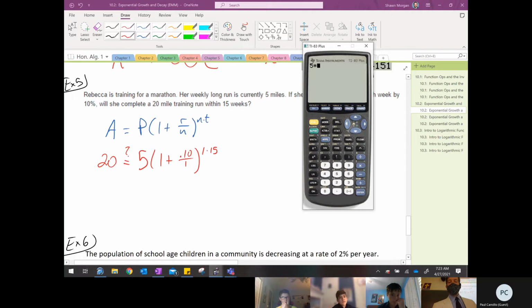So let's do 5 times (1 plus 0.1 over 1) raised to the power of 15. We hit enter and we get 20.886. So Luke, what do you think?